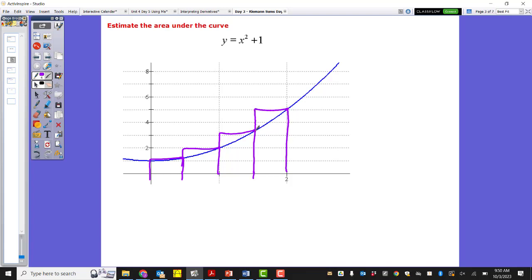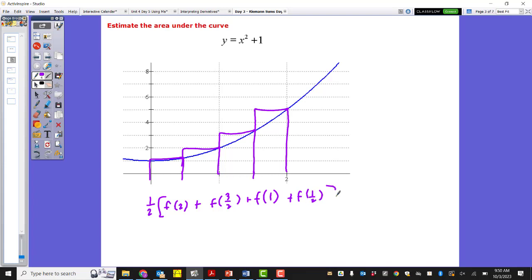Now this time, when we set it up, it's going to be very similar. They all have a base of 1/2. But this time we're using the right endpoint of each of these subintervals. So I'll just start from the right side: f of 2, f of 3/2, f of 1, and f of 1/2.